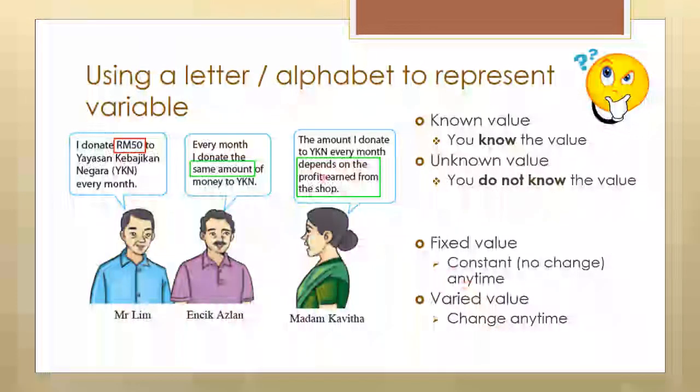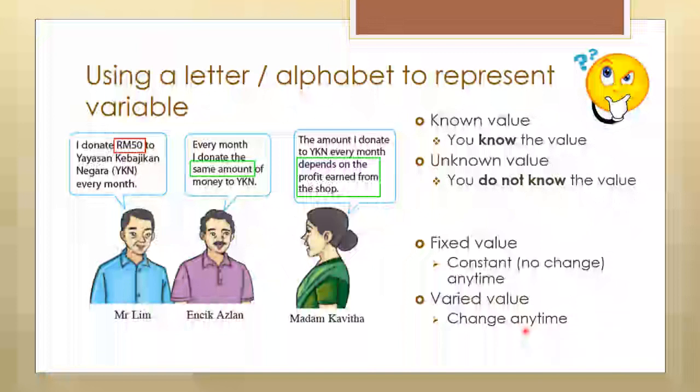Look at here, Madam Kavita. It depends on the profit earned. If that month earn more, of course, donate more. If earn less, then we'll donate less. So the amount is changing, right? It is not fixed. It is not constant. It is changing anytime. That's why you could see it here, varied value.